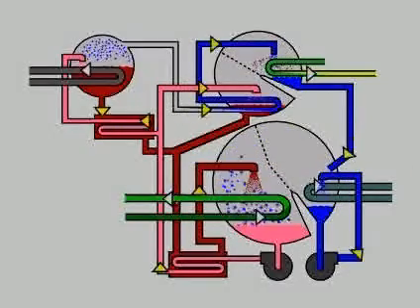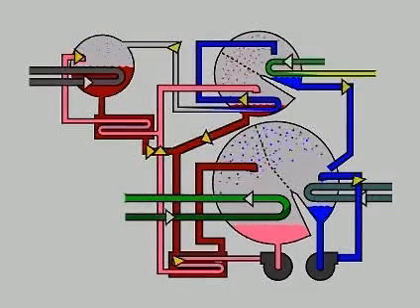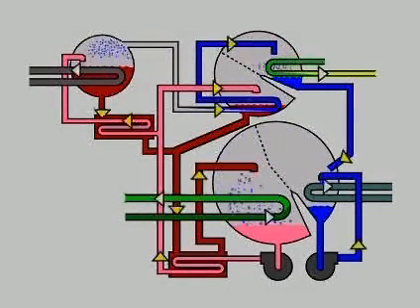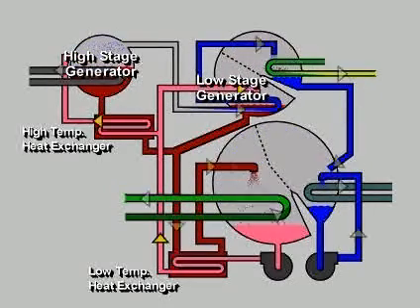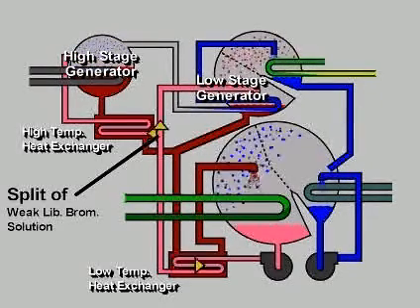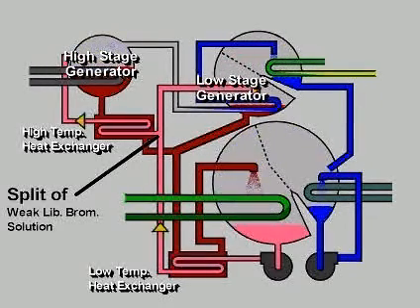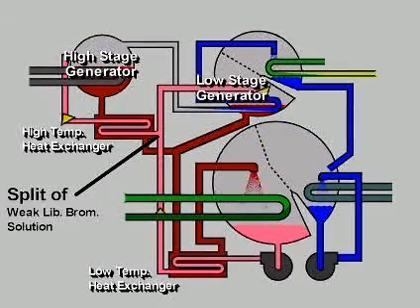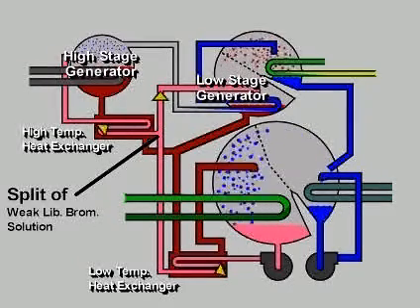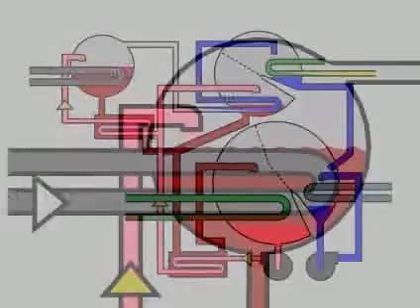How is this possible? Let's compare the cycles by looking closely at the differences in the double-effect cycle. Let's begin at the low-temperature heat exchanger, where the flow of weak lithium bromide solution is split. About half flows to the low-stage generator, and the rest flows through the high-temperature heat exchanger to the high-stage generator.